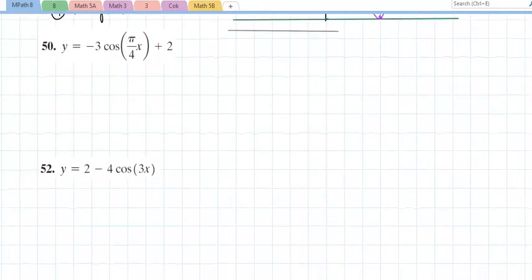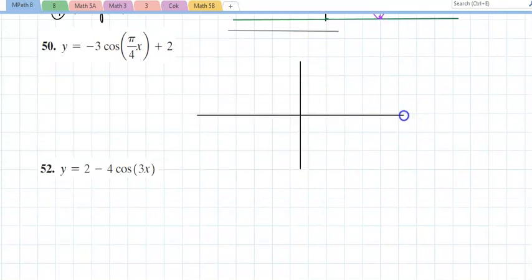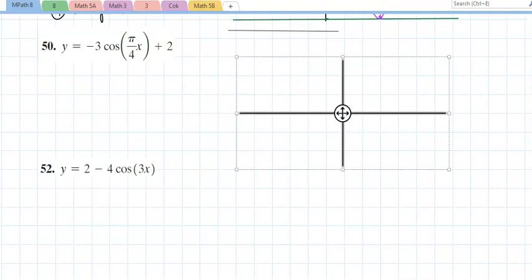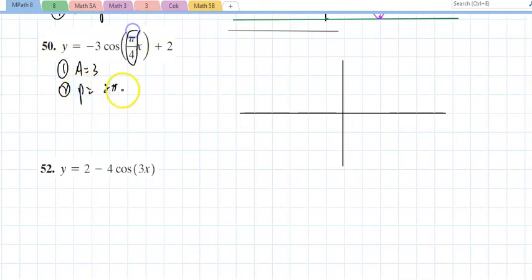50. One, amplitude is 3. 2, period is 2 pi. Instead of dividing by pi over 4, I'm going to multiply by the reciprocal. That's 8 units. 3, there's none. 4, we have a vertical shift of y equals 2.